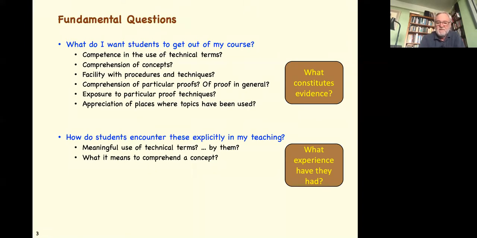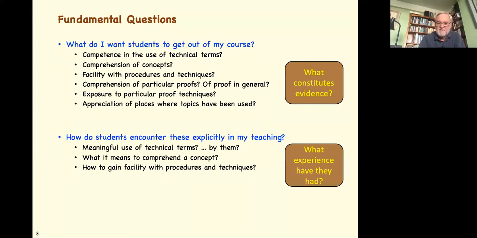What is it that I do in my classes, in my teaching? I keep using the word classes. Anyway, in my teaching, that means that they have experience of what it means to comprehend a concept. It's not enough for me simply to keep using a concept, even to proving theorems and lemmas and constructing examples and so on. But do students really appreciate the totality of what's involved in comprehending and appreciating a concept?